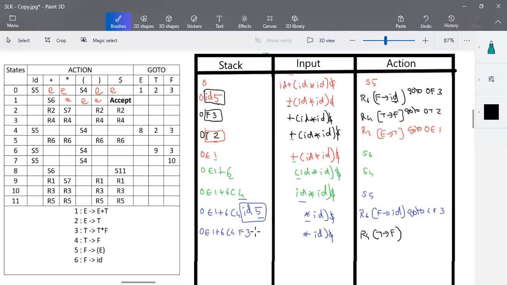So what do we have to perform? The handle here is F, so the elements will be popped out from the stack until this handle. The 0, E, 1, plus, 6, open bracket, 4 will remain as it is. Instead of F and 3, this T will be pushed into the stack. This is followed by a goto operation between the last two elements, that is 4 comma T. You have to check in the table what is there in 4 comma T. 4 comma T consists of 2. So this 2 will be pushed into the stack, and the remaining input, star ID dollar, will remain as it is.